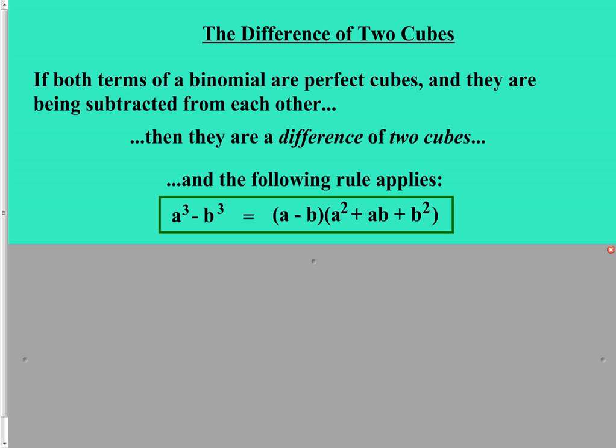So when the problem was a plus, the binomial was a plus. And now we're looking at the binomial being a subtraction problem. So our factorization starts off with subtraction as well. There's one other sign change that you might be noticing, and that is the sign of the second term in the trinomial. For the sum of two cubes, it was minus ab. For this one, it is plus ab.